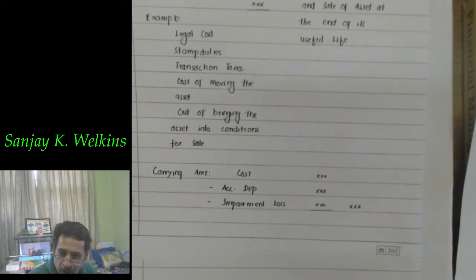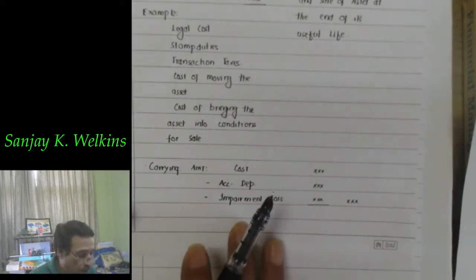Once you have the recoverable amount, you will compare it with the carrying amount. And if carrying amount exceeds the recoverable amount, then only impairment loss will be there. However, if carrying amount is lower than the recoverable amount, then you need not do anything. Remember one thing. So don't ask any such question.